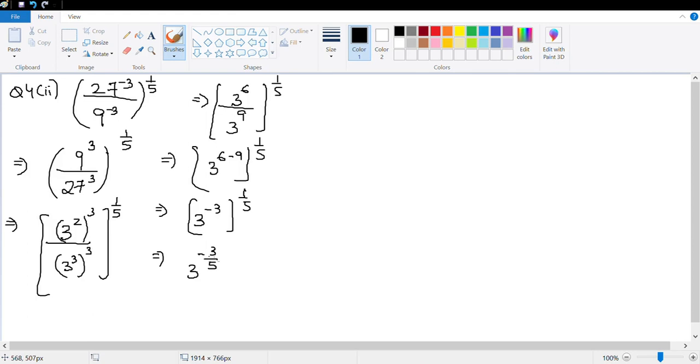Is there some mistake? No, this seems to be fine. This can also be written as 1 upon 3 to the power 3 upon 5. Perfect. So let's move on to the next question. Let's move on to the next question. Question number 4, part 4. You can put a small star on this question.